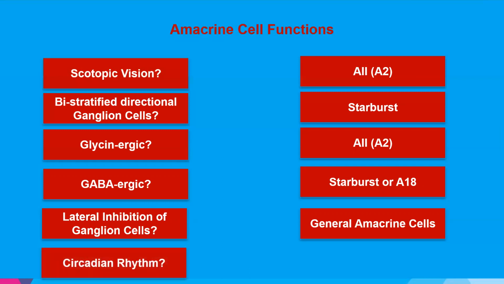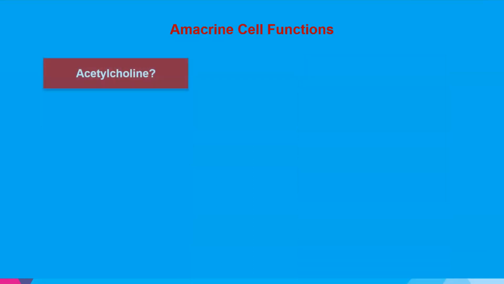Which one of these deals with circadian rhythm? The A18 one, right? Because it's dopaminergic, wraps around the A2, has really wide fields, and responds to thyroid hormone. I mean, again, I just think it's amazing that that exists, right?